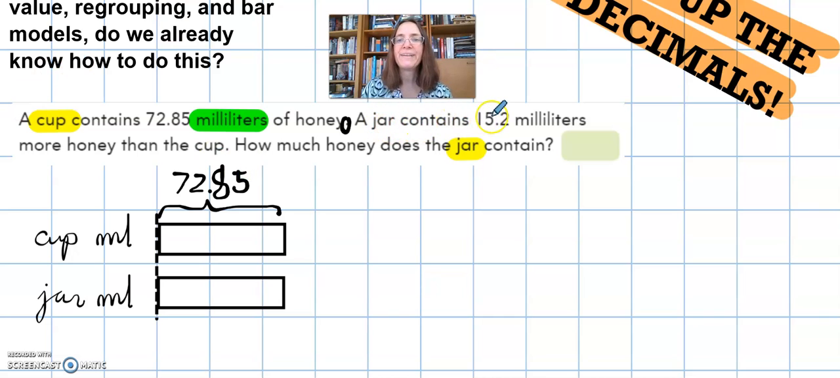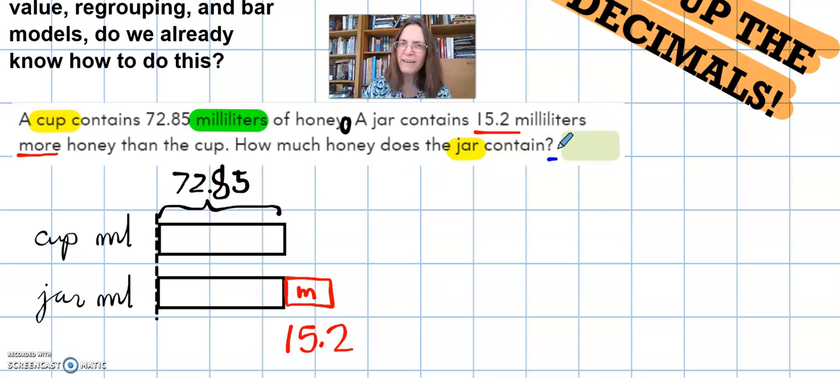A jar contains 15 and 2/10 milliliters more honey than the cup. Aha! I've got to put a bar on here for the more. And I'm even going to put an M in there for the more. And then I'm going to realize that that was 15 and 2/10. Okay, let me put this here. And now I'm going to go ahead and reread the last sentence, which has the question mark at the end, to find out what I need to know. How much honey does the jar contain? I want to know how much this is.